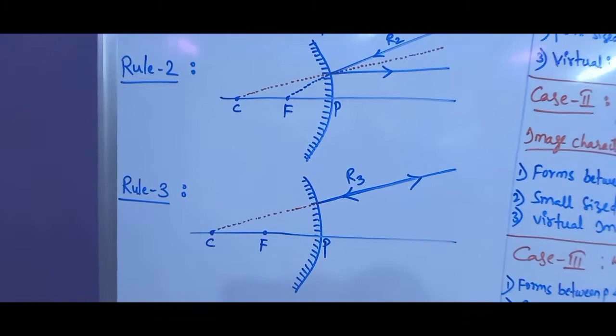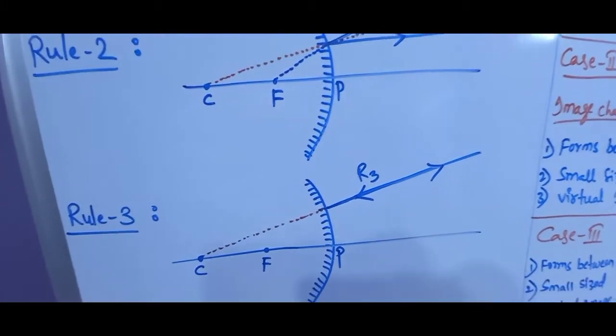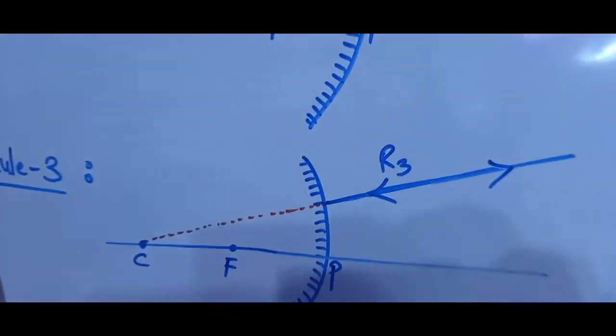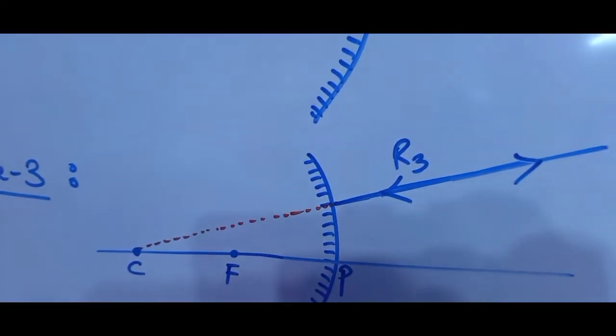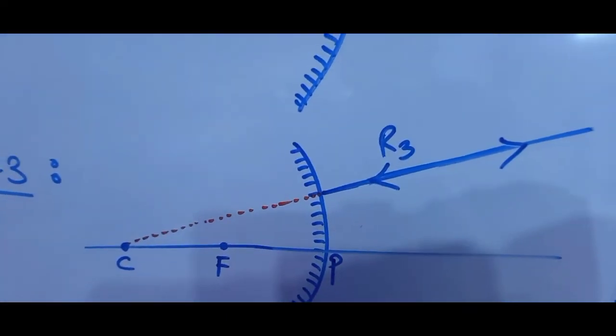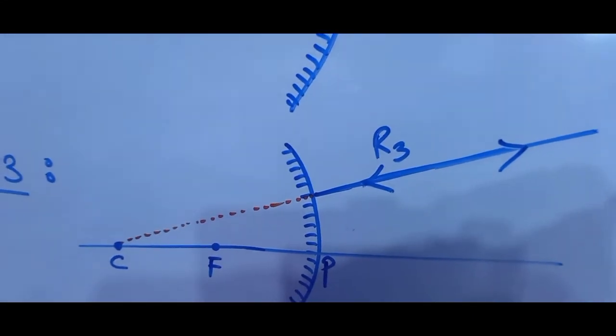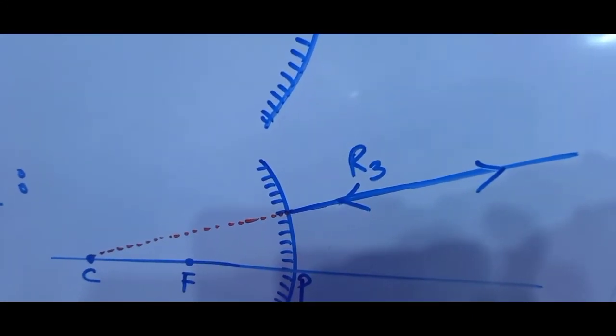The third rule says that when a ray is traveling in the direction of the center of curvature, as you can see here, the incident light ray is traveling in the direction of the center of curvature, on reflection it will travel in the opposite direction and appear to be coming from the center of curvature.